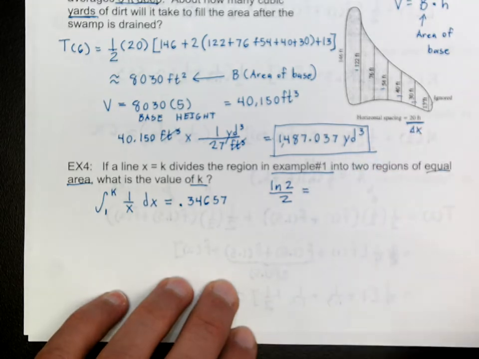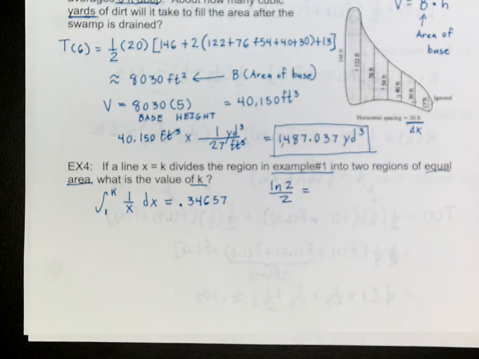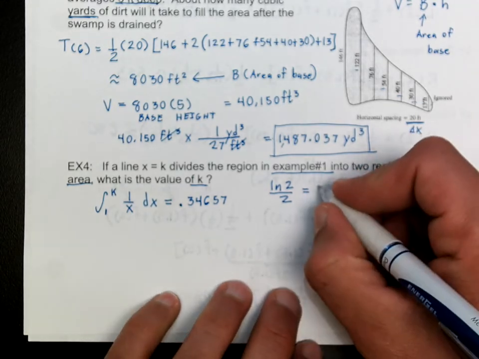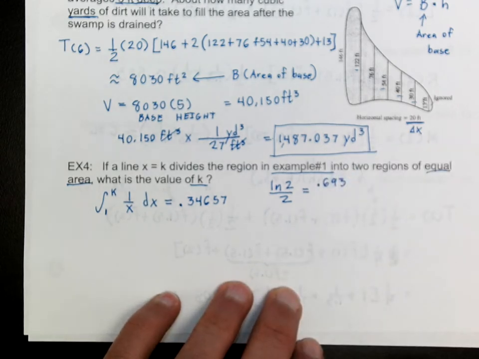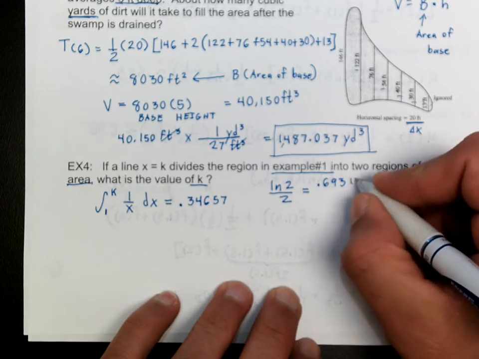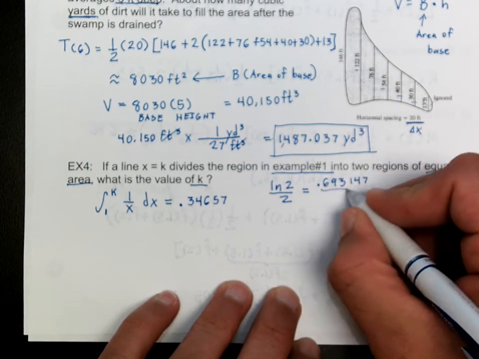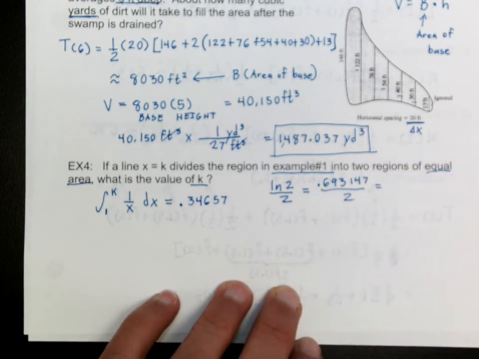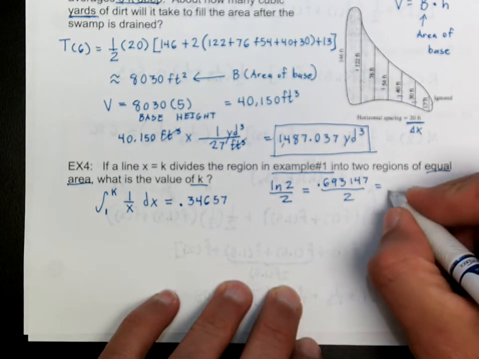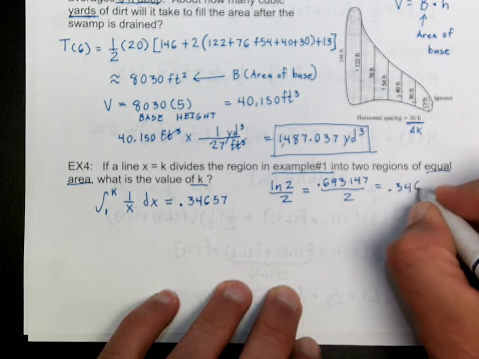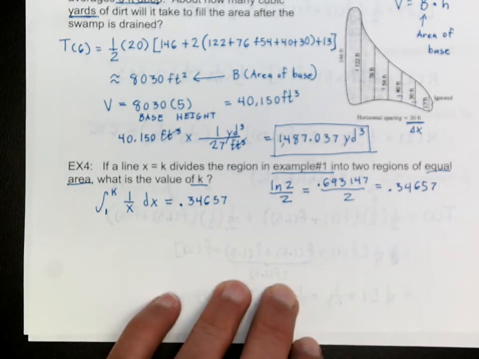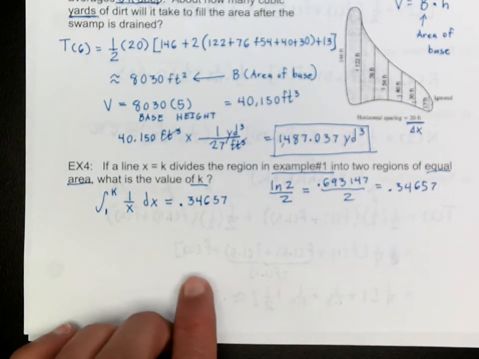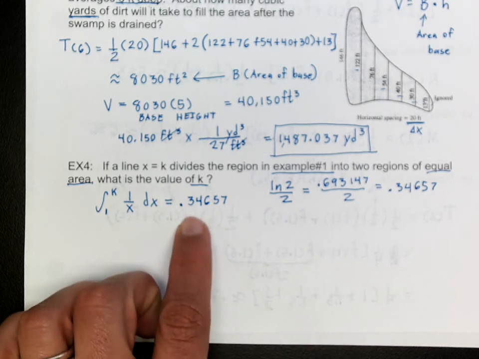And the natural log of 2 was approximately 0.693147. I'll stop there. And if I divide that by 2, I get 0.34657. Anyways, that's where I got the area. So that's half. This number represents half of the region from example 1.